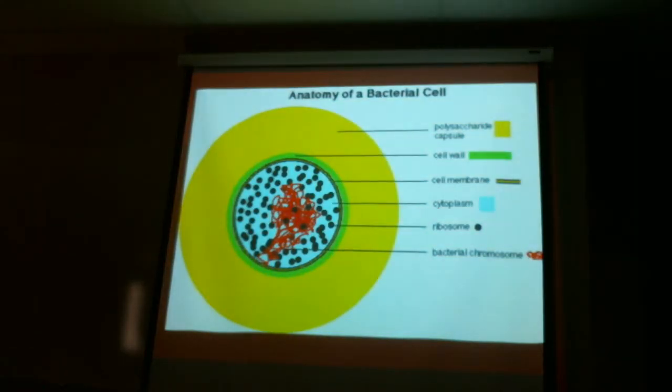All right, let's take a look here. See how large that capsule is? That's the yellow part. And that's the part in that negative stain that'll be clear. Now, the next layer that you get to is the cell wall, cell membrane, all the stuff in the cytoplasm.